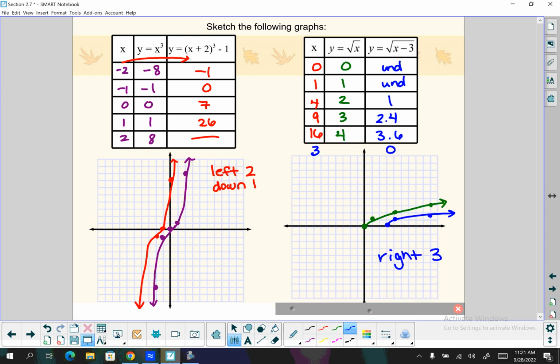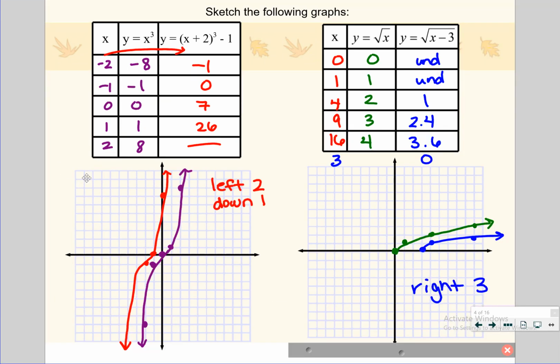Let's see what it looks like. All right, so this is what your table looks like. I think that I added another point here. So 4 isn't actually the first number I'm able to plug into that new equation. 3 is, because 3 minus 3 is the square root of 0. And that's really where the equation starts. If you can see that point, I think it makes it a little more obvious that it's been shifted to the right 3 units.